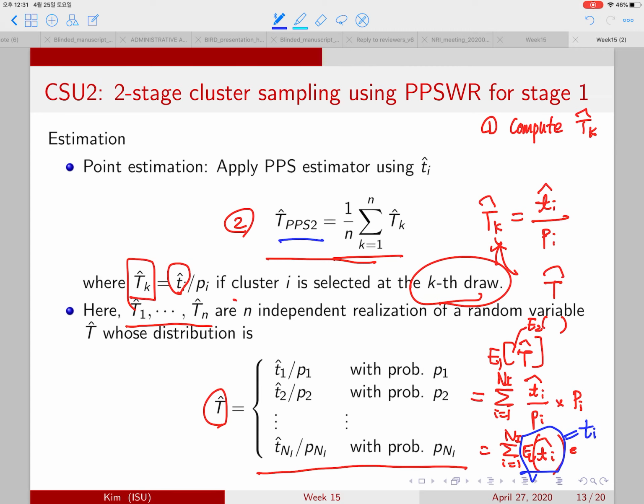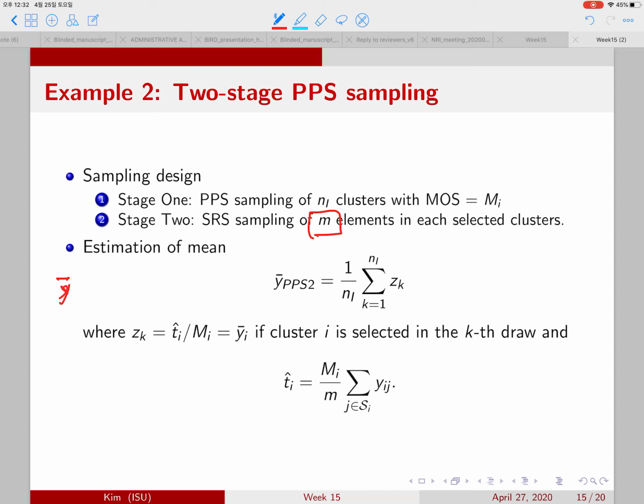Now I'd like to introduce a special case of this sampling design, which is very popular. The main feature is this: we use the same number of elements, m, in the second stage sampling. So for the estimation of a mean, let me write it here. y bar PPS2 is T hat PPS2 divided by N, where 2 means two stage.